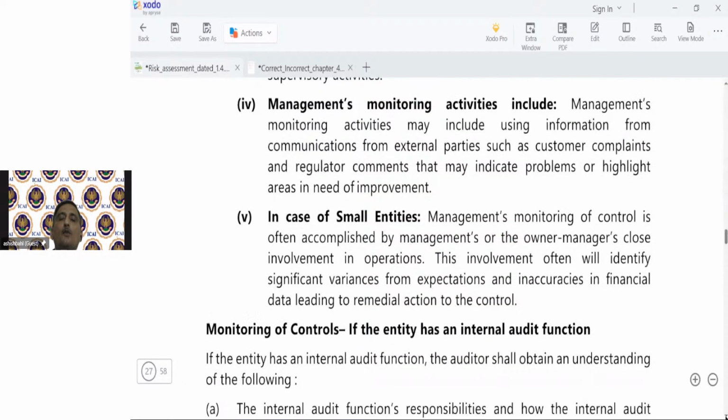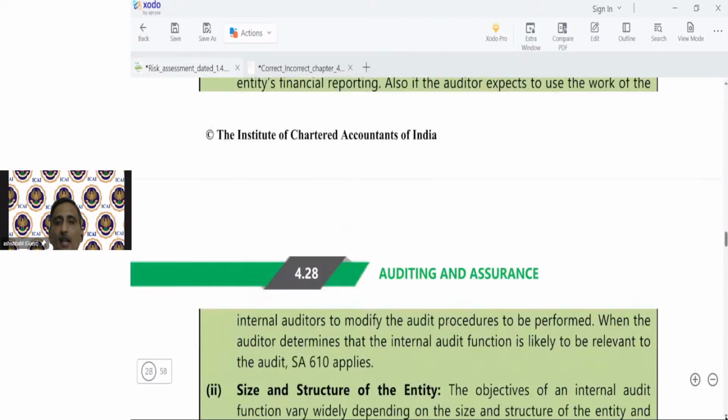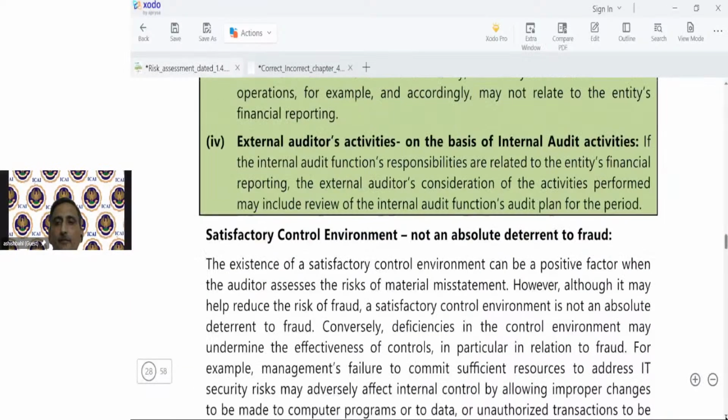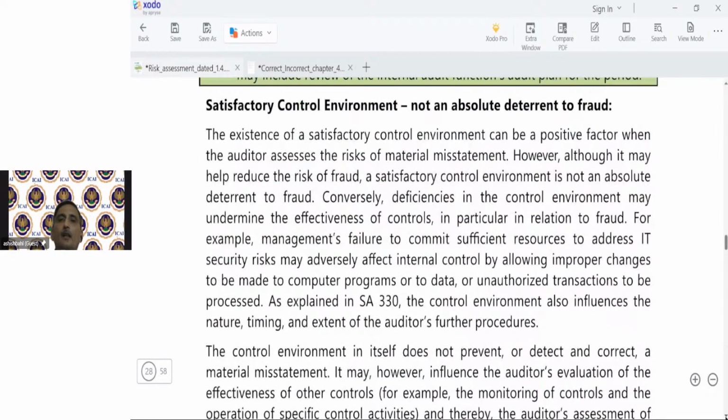So I think it is enough for today. So guys, today we have learned the meaning of internal control. We have understood the purpose of internal control. We know now what are the benefits of internal control, why it is needed. Okay, and we have also learned the 5 components of internal control.